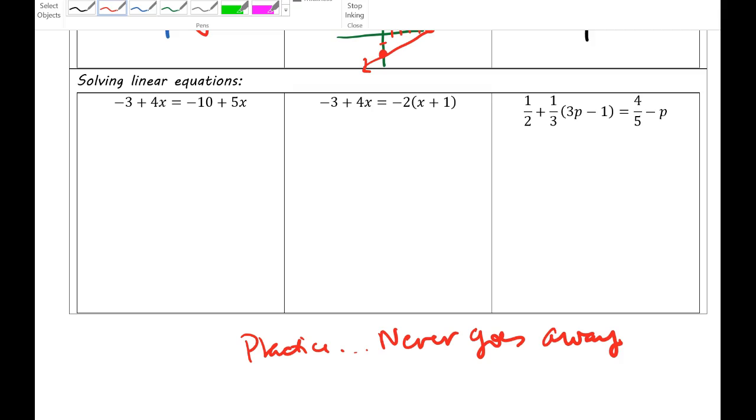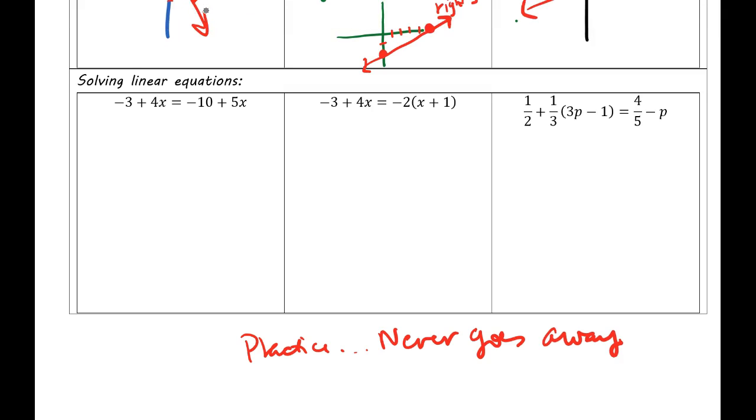Let me change colors. Great. Okay, so I like to move all my variables to the left side.